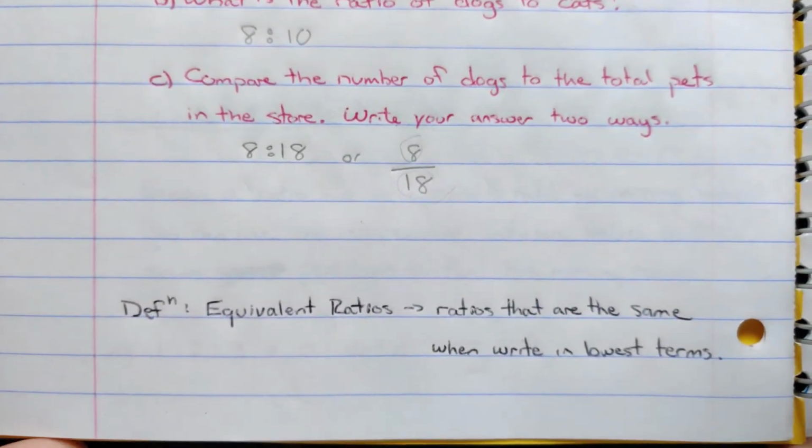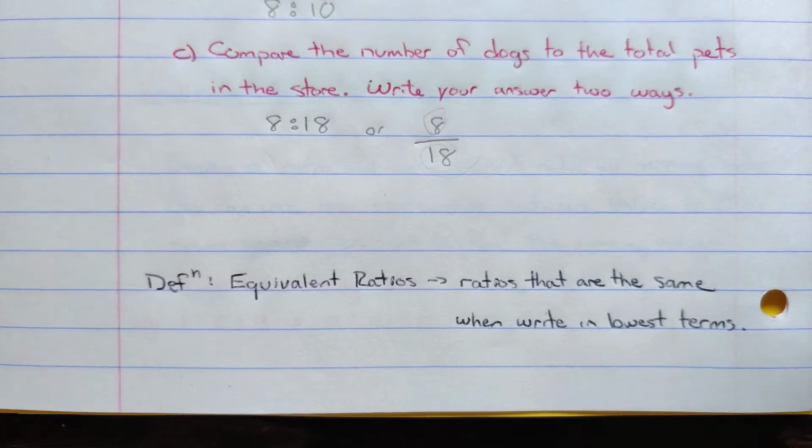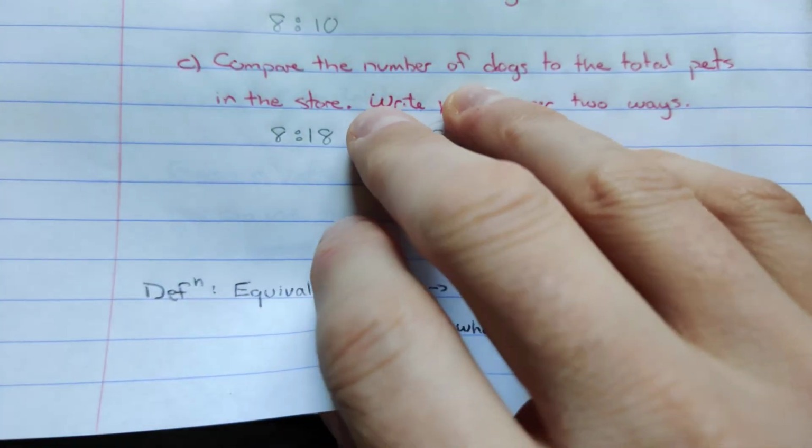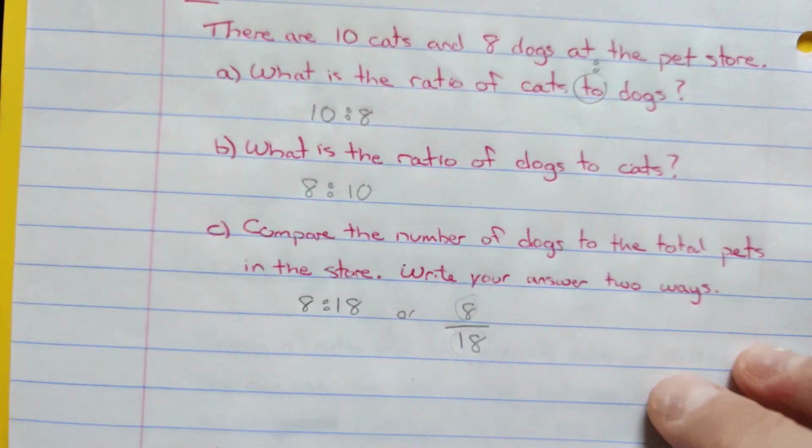Now, another definition. We talked about equivalent fractions. Well, now equivalent ratios are ratios that are the same when written in lowest terms, which is the clean definition of it. But let's look at some examples. They work just like fractions.